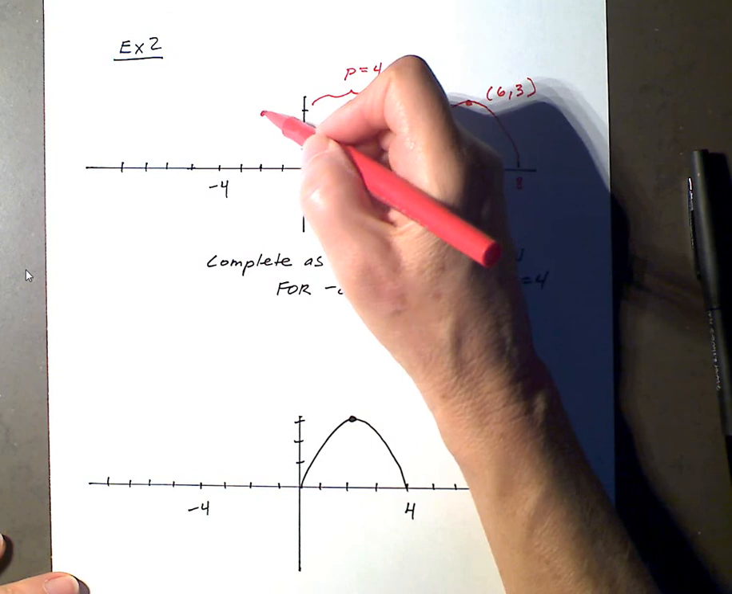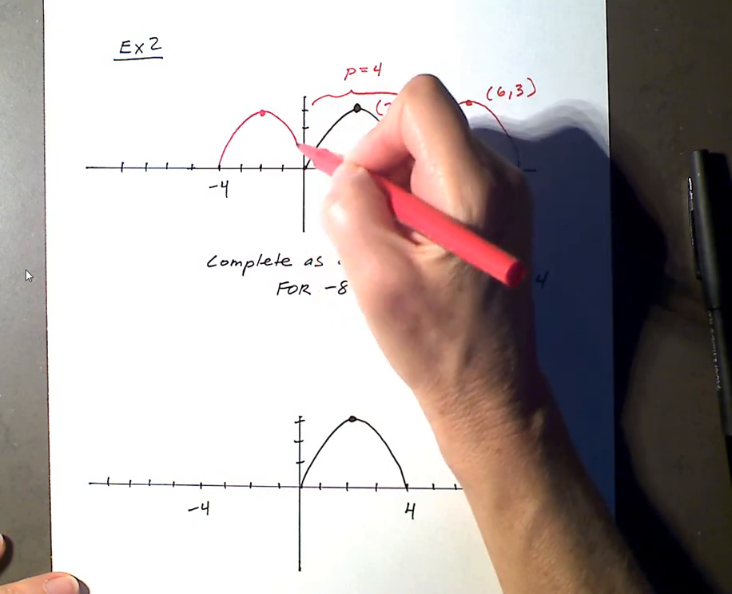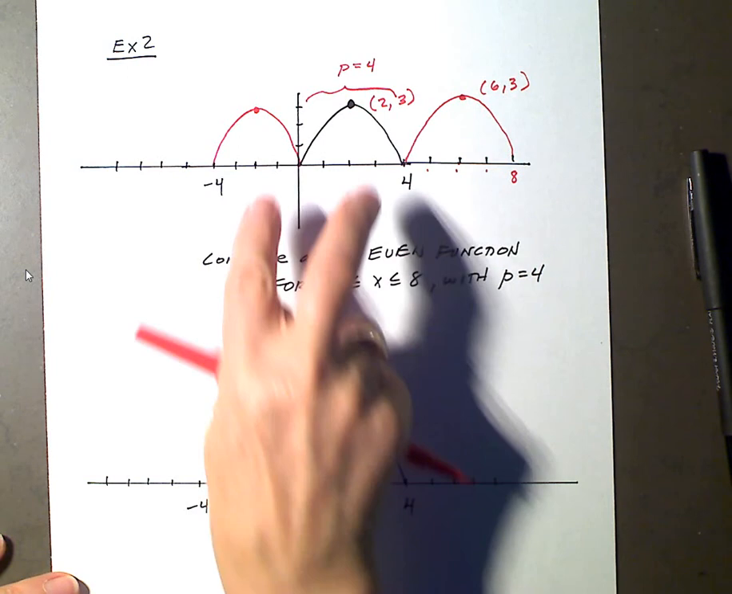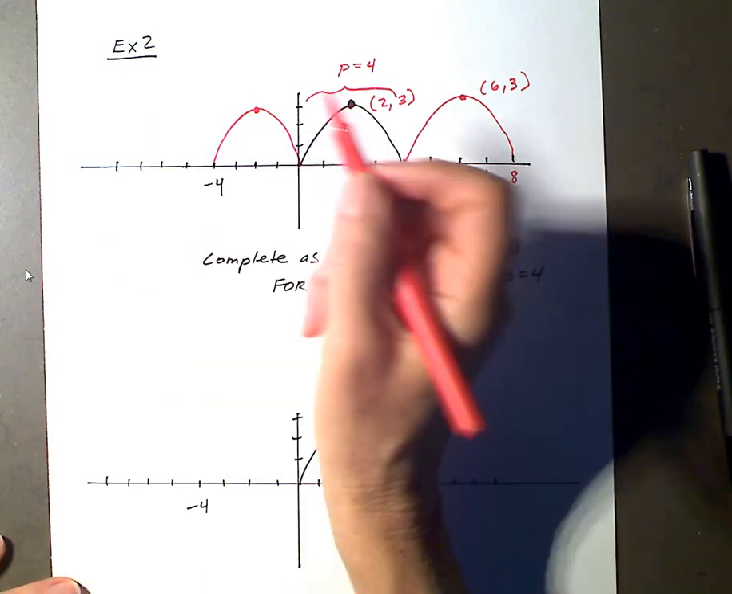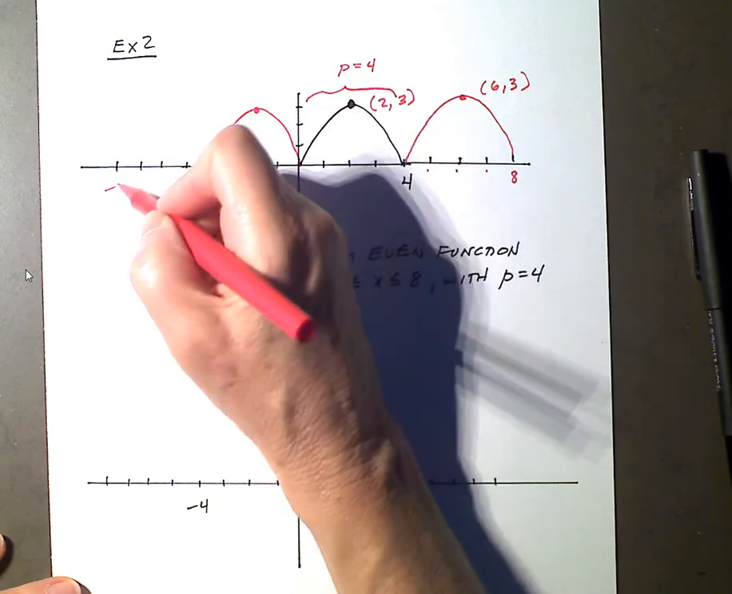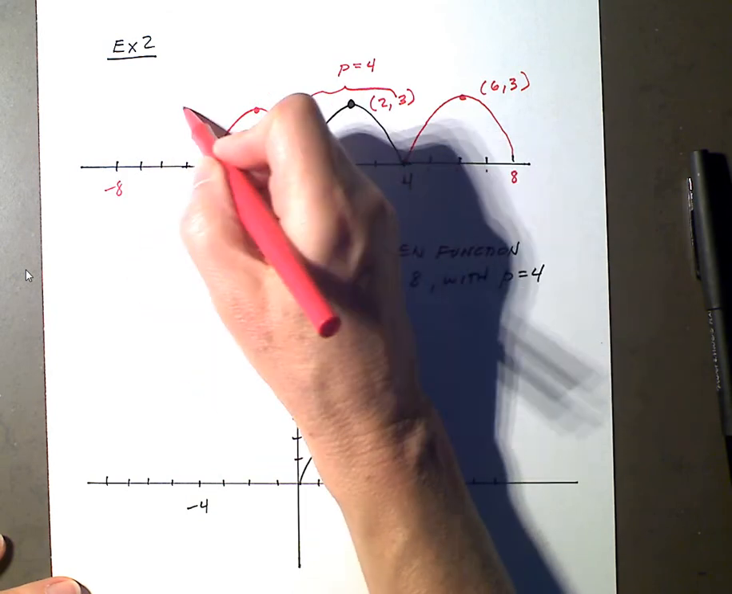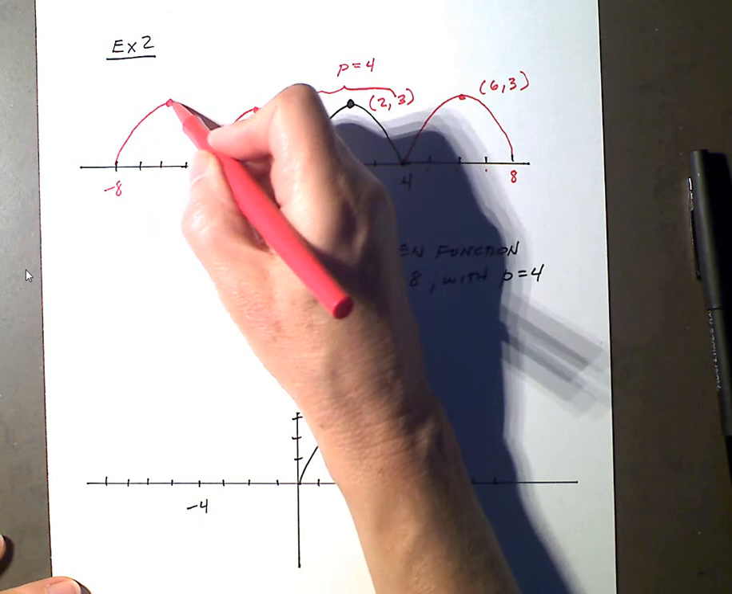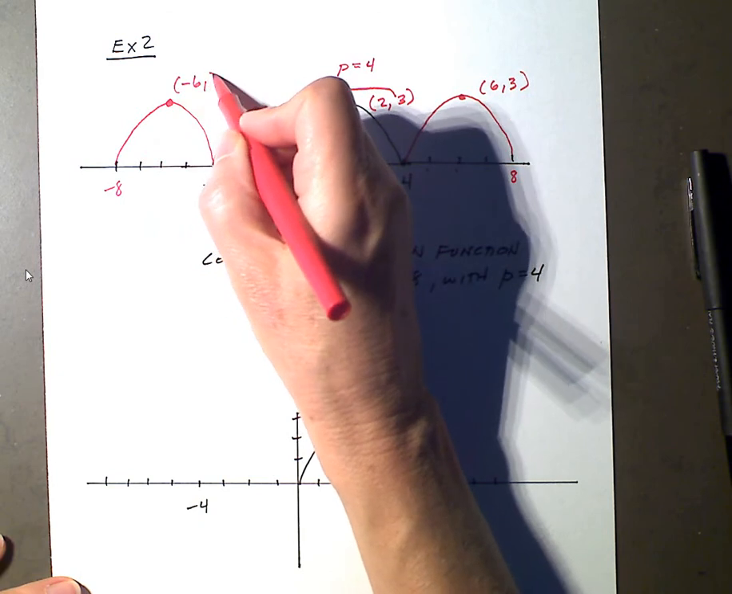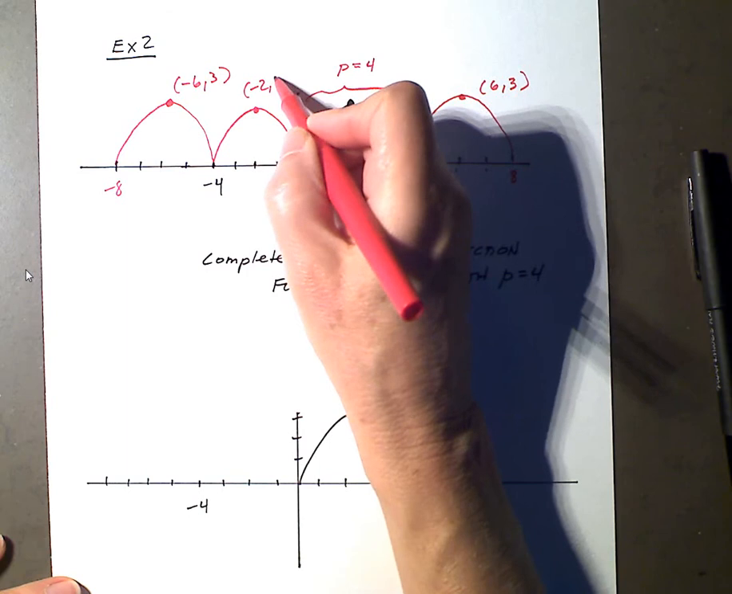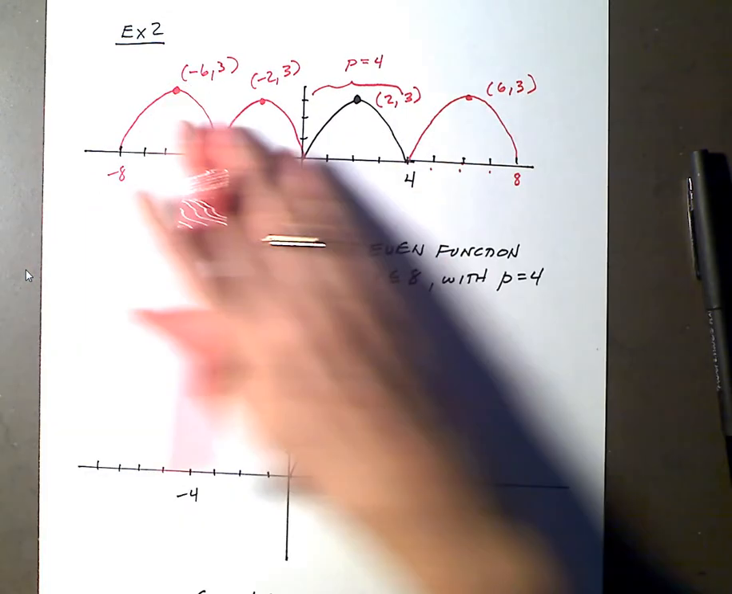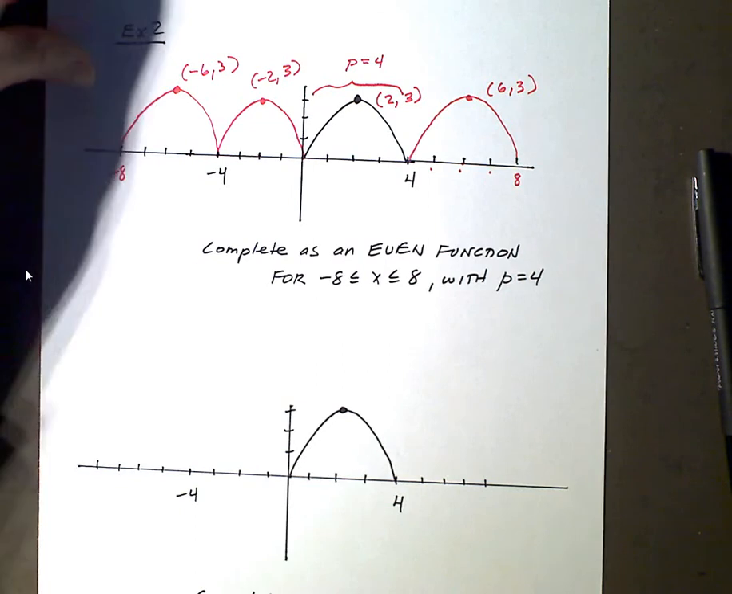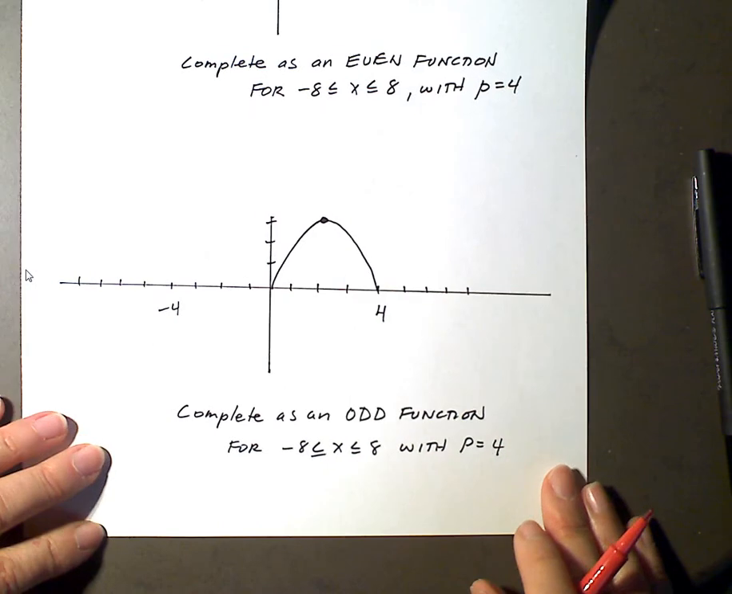So this function looks like this on the left, and then you can see your y-axis symmetry. These points are reflected across, and then I'm going to go up, and this will go to negative 8, and this will be the point negative 6, 3, and this was the point negative 2, 3. So you see where I have the opposite x values, I'm still at positive 3. Okay, now I'm going to take that same original function and complete it as if it's an odd function.